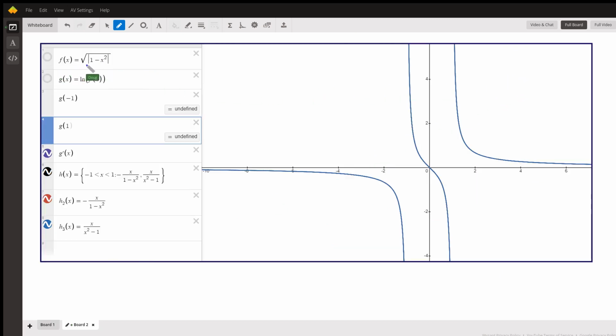Here's f of x, the square root of the absolute value. Here's g of x. g of negative 1 and g of 1 are undefined. And then these graphs over here are all graphs of these functions. They all match. Okay, so I'd probably give this as my answer.